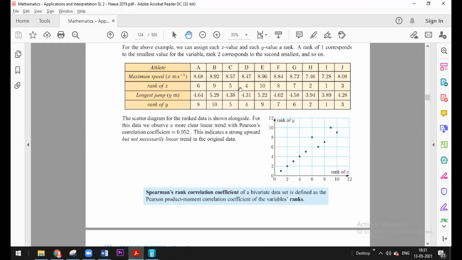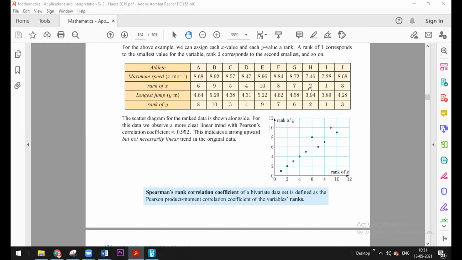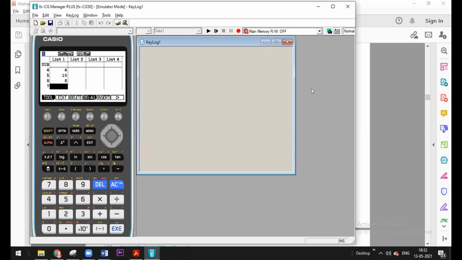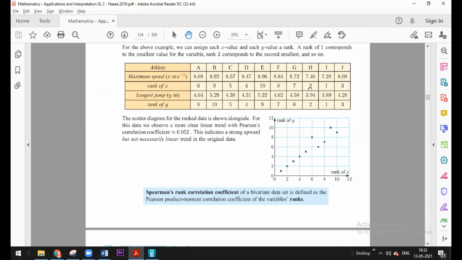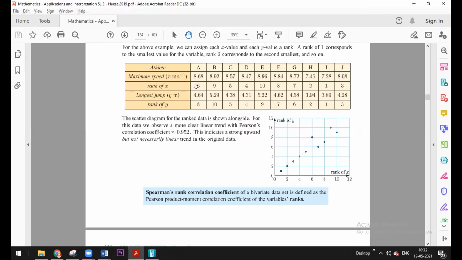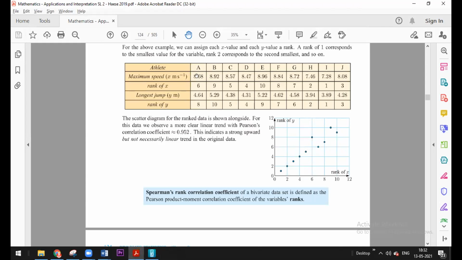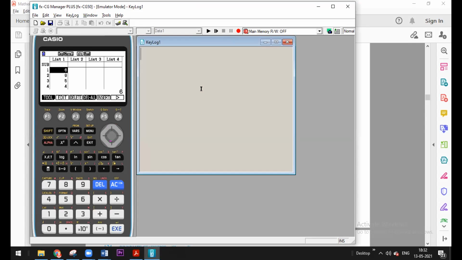Now my ranks are 6, 9, 5, 4. So I'll put it here: 6, 9, 5, 4. Then 10, 8, 7, 2. Then 1, 3. So what I did, you got it? I just ranked them, and whatever rank is there, I put it in my list one. Now I'm not putting the data, I'm putting the rank instead of data. Instead of raw data, I'm taking the rank in my calculation. You got this concept?